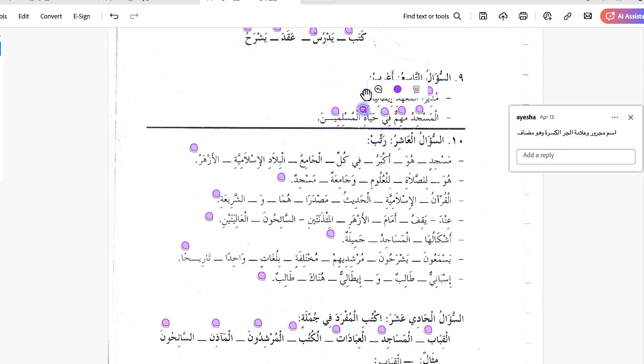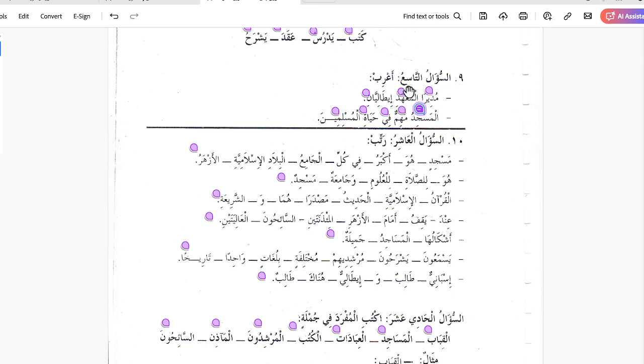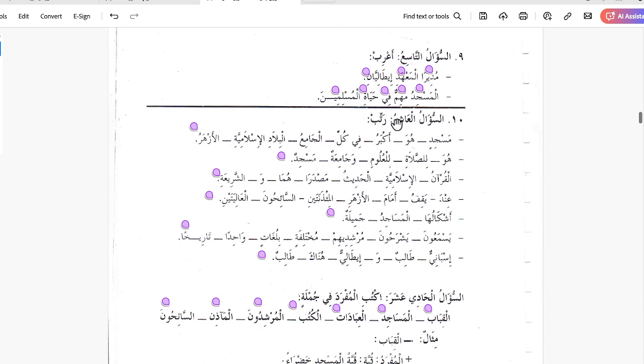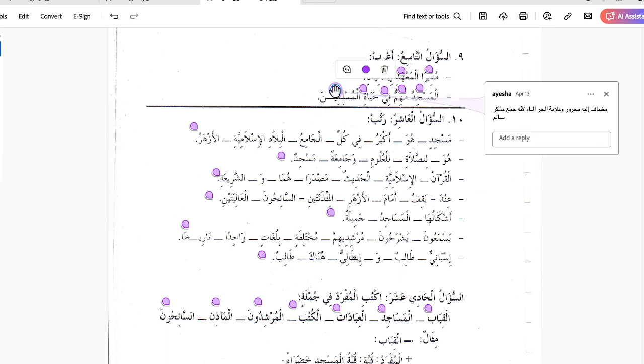So this is coming as a khabar. Khabar marfu', and the sign of the raf' is the alif, because it is dual. So both are dual. Al-masjidu muhimmun fi hayatil muslimin. We have already put the i'rab in the lesson. So al-masjidu is mubtada marfu', and the sign of the raf' is the damma, and muhimmun is the khabar marfu', and the sign of the raf' is the damma. Fi hayati: jarr and majrur. Hayati is mudaf, and the sign of the jarr is the kasra. Muslimin is mudaf ilayhi majrur, and the sign of the jarr is the ya, because it is a sound masculine plural.